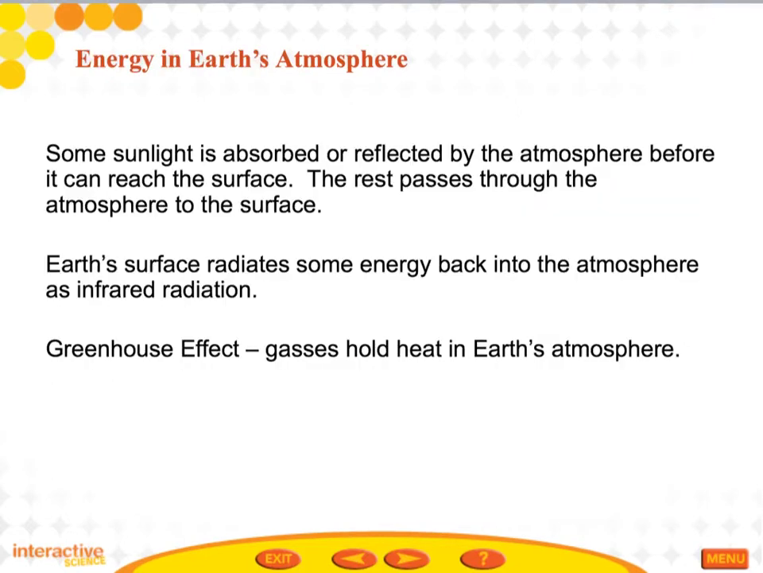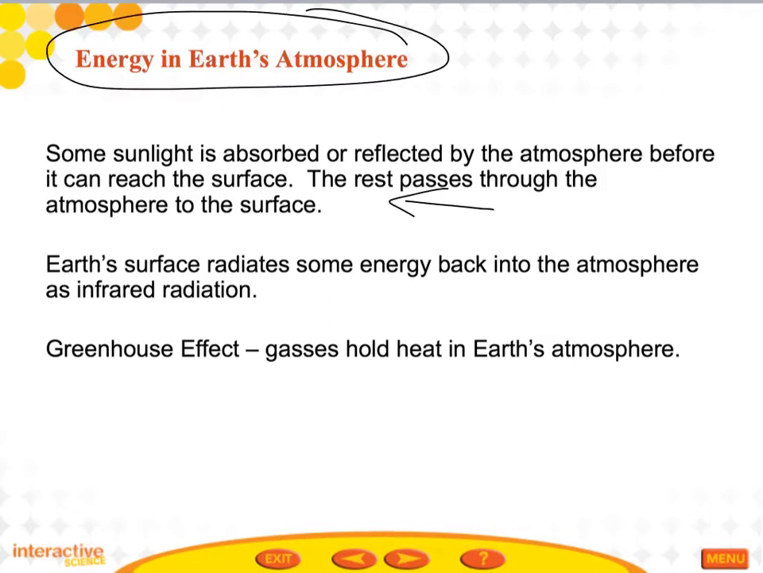This next section is about energy in Earth's atmosphere. Now, some sunlight is absorbed or reflected by the atmosphere before it can reach the surface of our Earth, and the rest passes through the atmosphere to the surface. Now, I don't want to talk about the different types of waves. We'll possibly deal with those when we hit chemistry and physics next year, but it actually has a couple of different sorts of energy rays that come through with the sunlight.